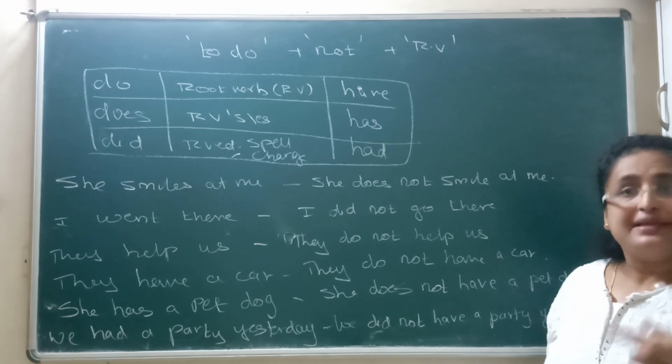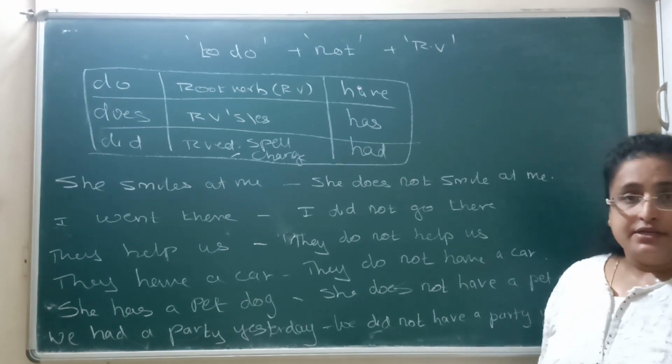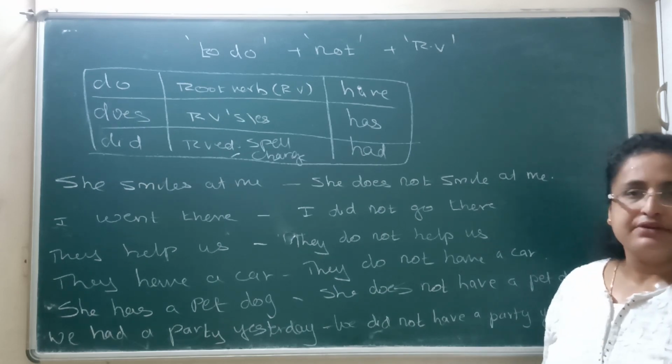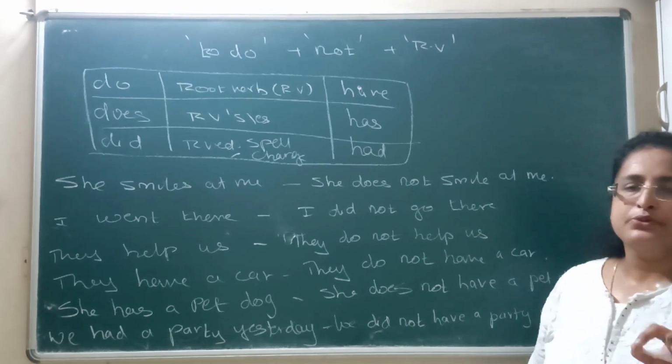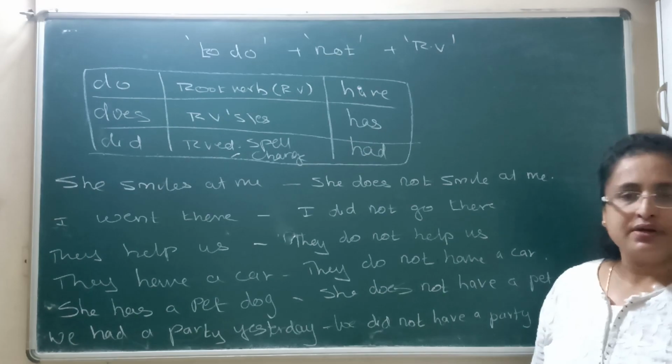And if I ask you, did you get it? I ask like this, did you understand it? I don't say, didn't you understood it? Wrong. That is the way. So that's the reason. Whenever using the do form, remember the verb should always be in its root verb form.